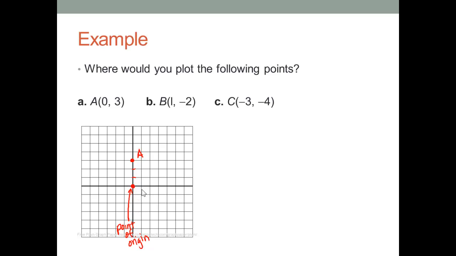Point B, we're at positive 1, negative 2. So over to 1 and then down 2 because it's negative. And then for C, we're at negative 3. So we go left because it's negative 1, 2, 3. And down 4 because on the y-axis, negative is down. 1, 2, 3, 4. So that's C. Okay, hopefully this is starting to click because I'm pretty sure you guys have done this before.